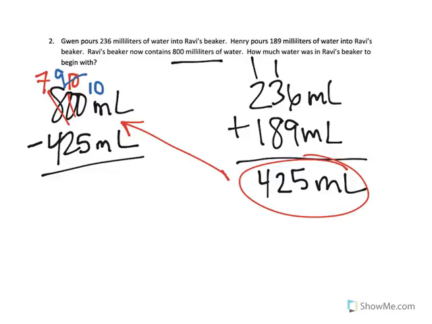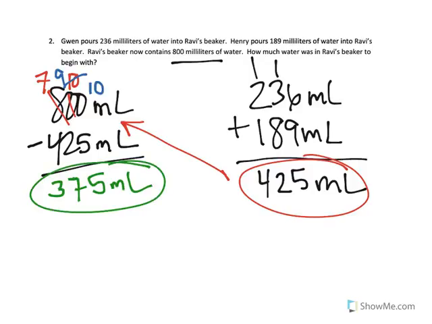So, let's use green. Alright, so 10 minus 5 is 5. And then 9 minus 2 is 7. And then 7 minus 4 is 3. Add our units. And so there we have our final answer of 375 milliliters was the amount that was in Ravi's beaker before Gwen and Henry poured their water into his.